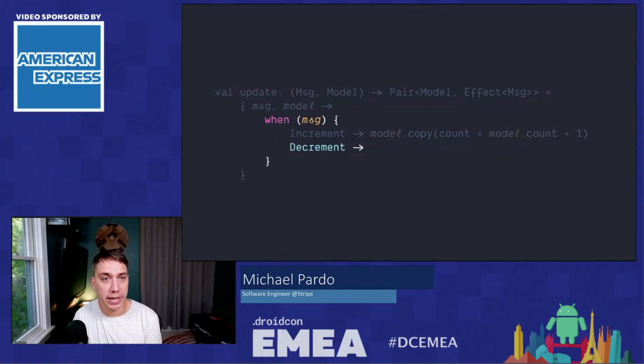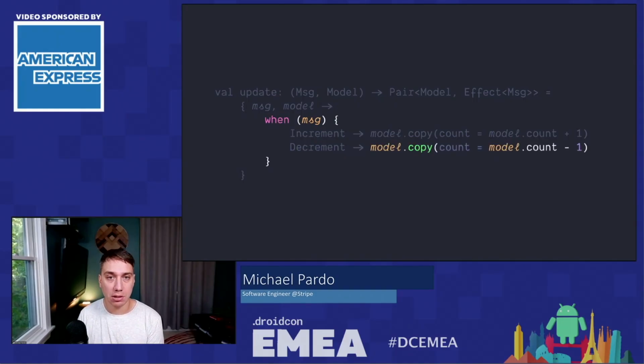Similarly, we handle the decrement message, the instance of message, by returning a copy of the model with the count decremented by 1. Along with this new model, we need to return an effect. And again, here we are returning an effect of none.